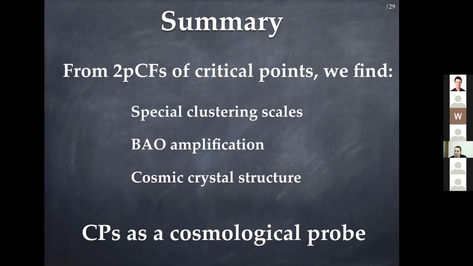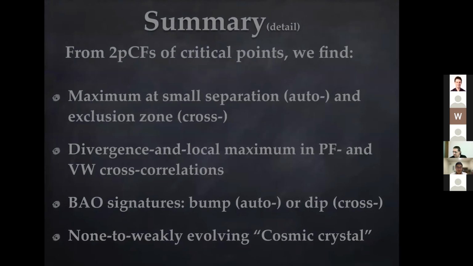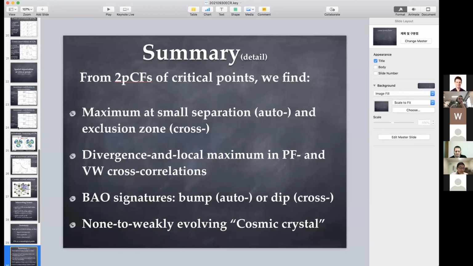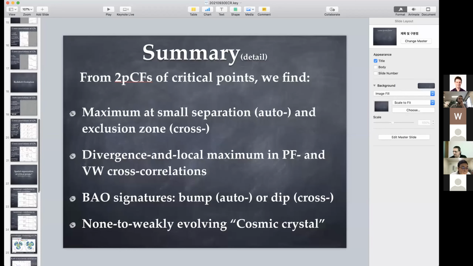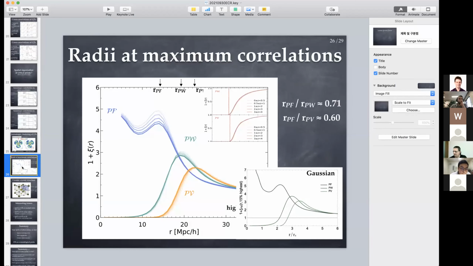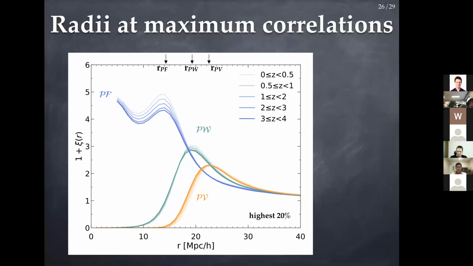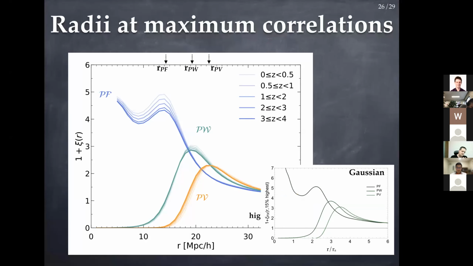I have a really stupid question, I'm afraid. Can you go back to your figure which shows the correlations just a few slides back, just before your crystal? Okay, this one probably. So there you have 1 plus the correlation function for the filaments, walls, and voids. And you're comparing it with the Gaussian prediction.